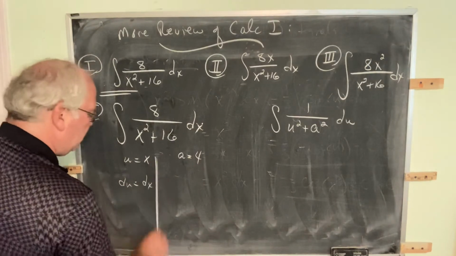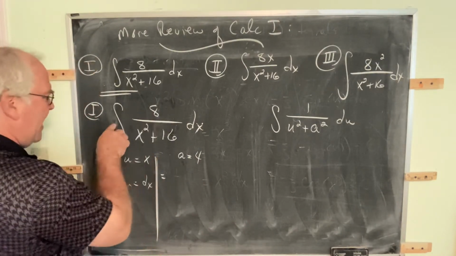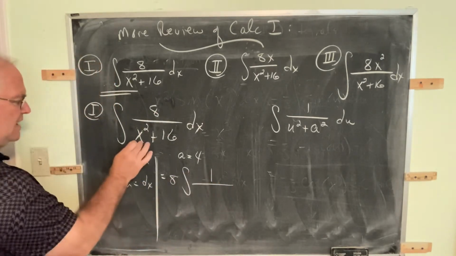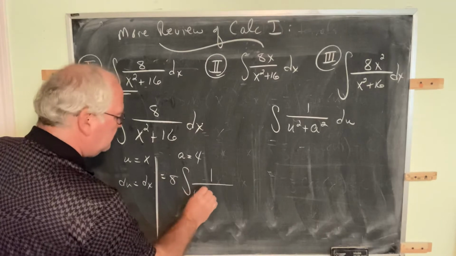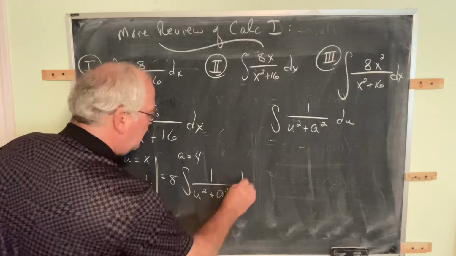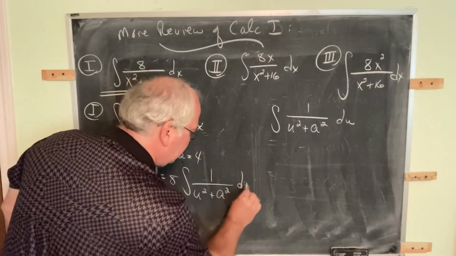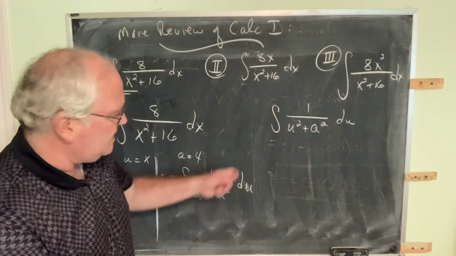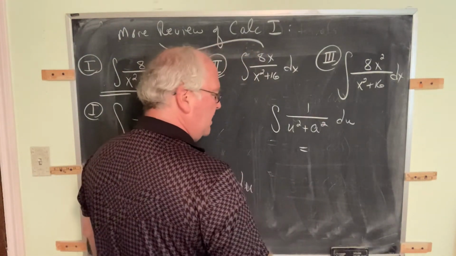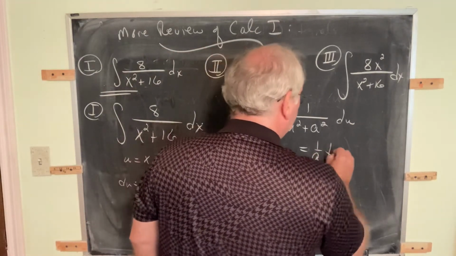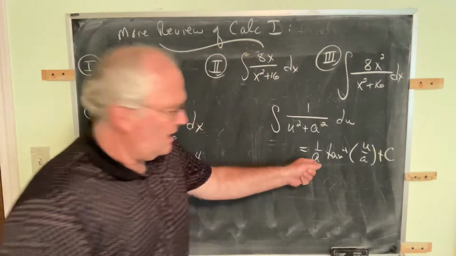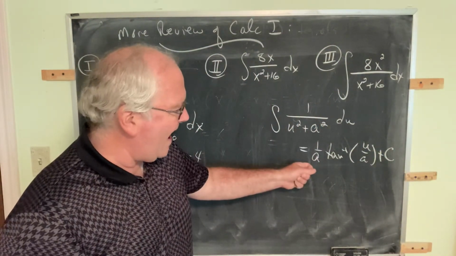So when we substitute, I'm going to take this 8 and put it out front of the integral, which leaves 1 over u squared instead of x squared, a squared instead of 16, and dx becomes du. This now is precisely the tangent inverse form. Now, what do we know the tangent inverse form to work out to be? 1 over a, tangent inverse of u over a, plus the constant. That's the tangent inverse form, where a, in this case, is 4.